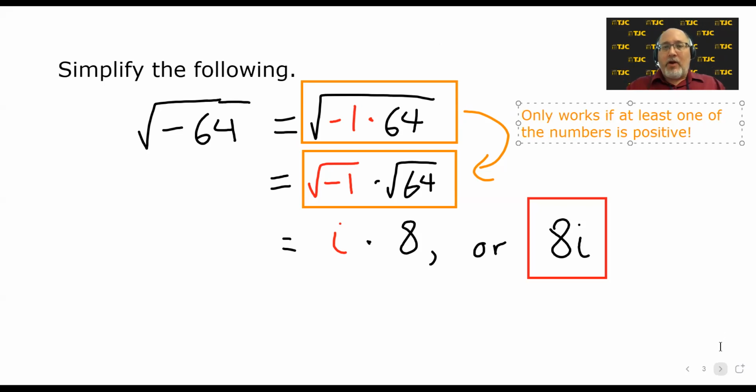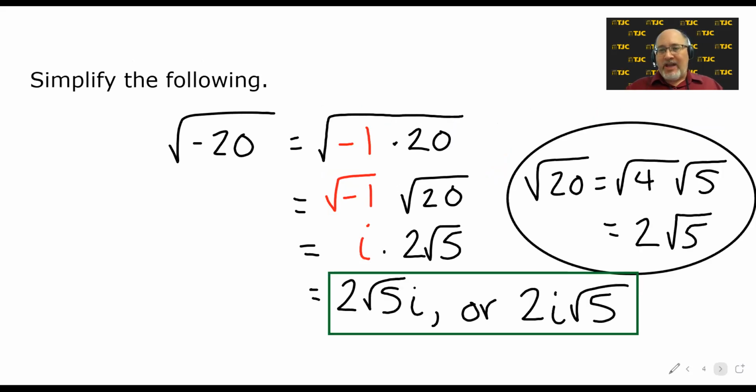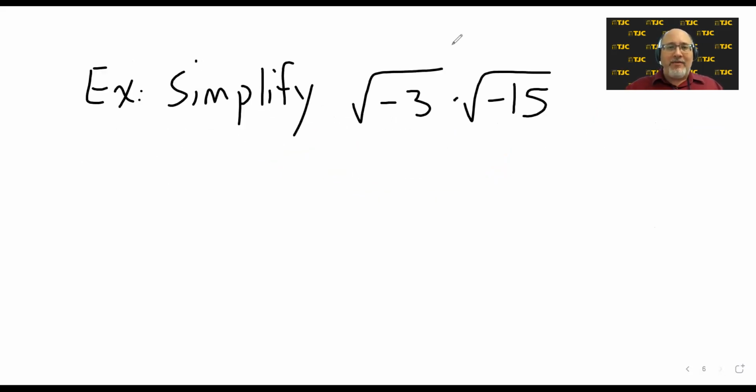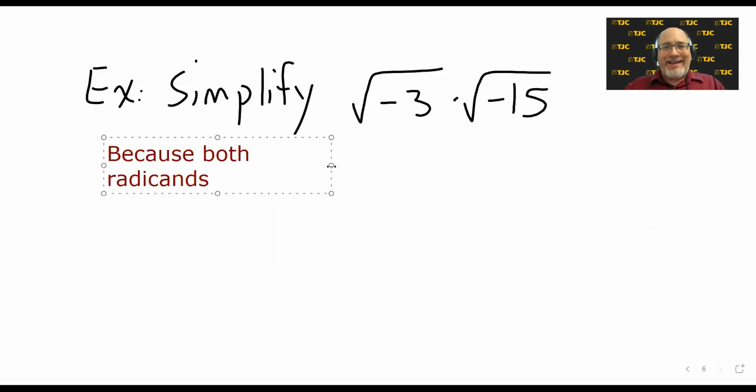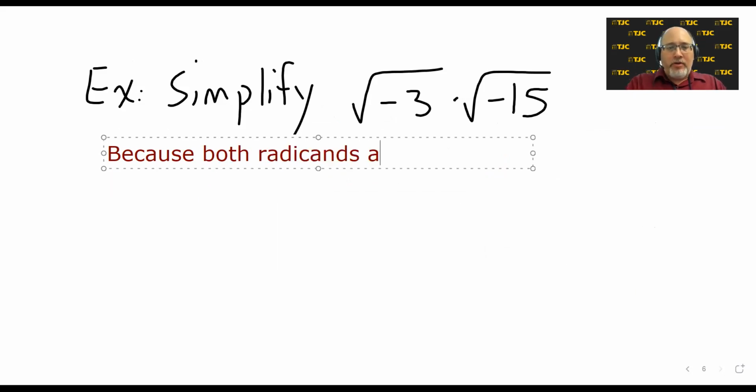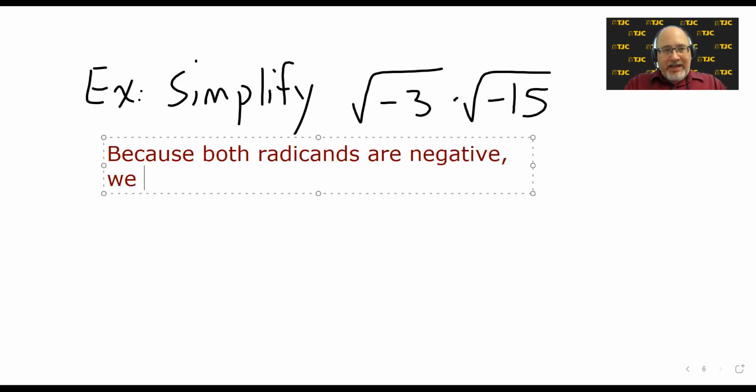If we go back over here, oh, by the way, that's a bidirectional thing, meaning I can go in either direction. But that only works if at least one of the numbers is positive. We're not going to get into the reason why it doesn't work if they're both negative, but because these are both negative, and this is worth typing here, because both radicands, I'm bringing a new word in here, radicand, that's the part under a square root, are negative, we cannot combine into a single square root.